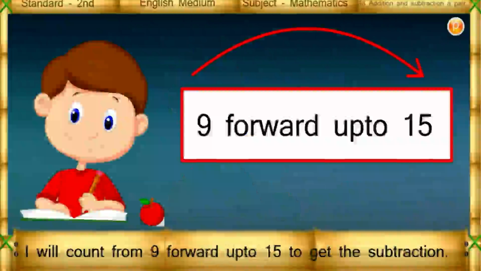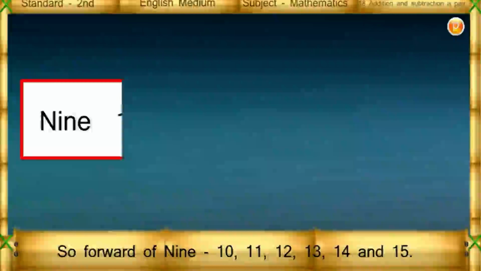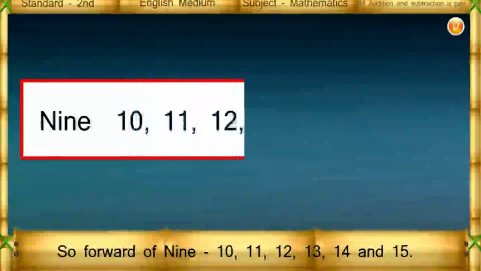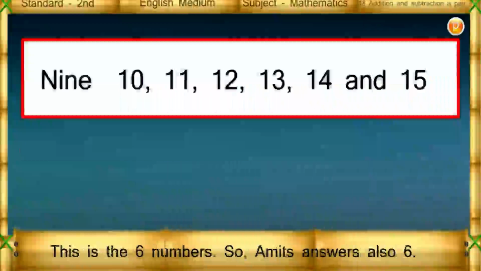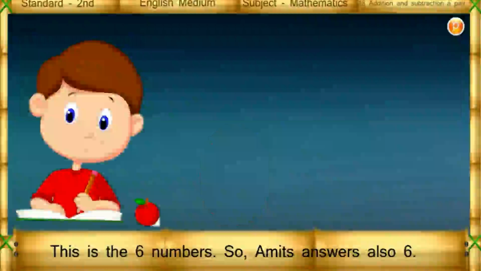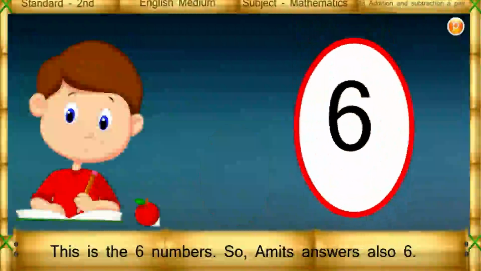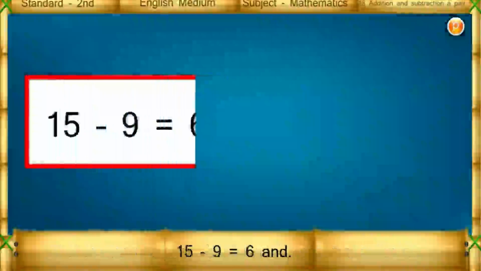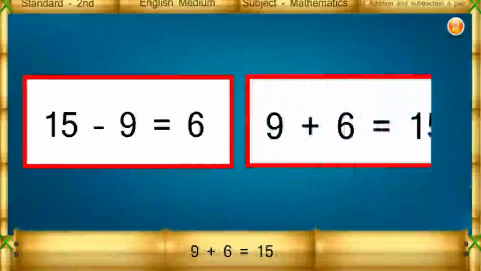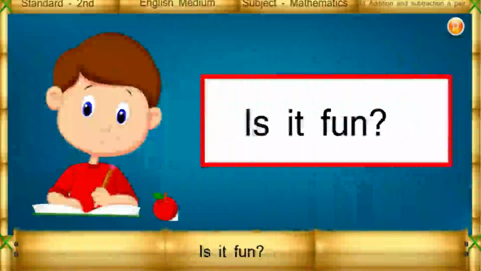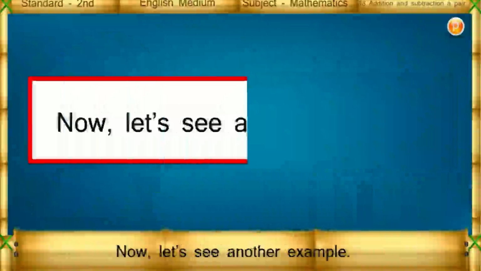Amit said, I will count forward from 9 to 15 to get the answer. So forward from 9: 10, 11, 12, 13, 14 and 15. This is 6 numbers. So Amit's answer is also 6, which means 15 minus 9 equals 6 and 9 plus 6 equals 15. Is it fun? Now let's see another example.